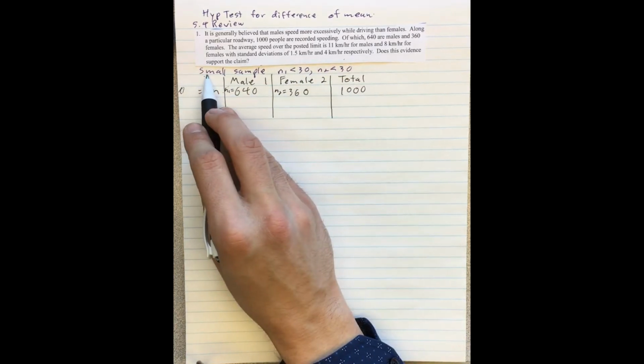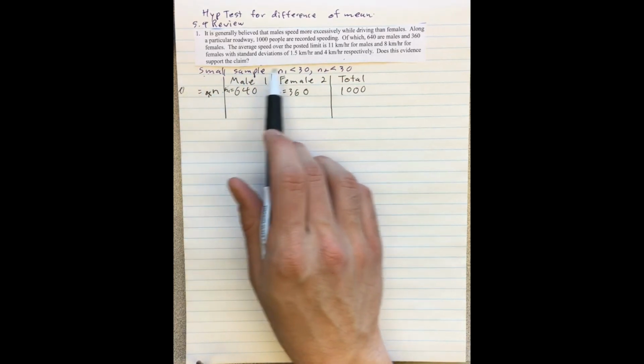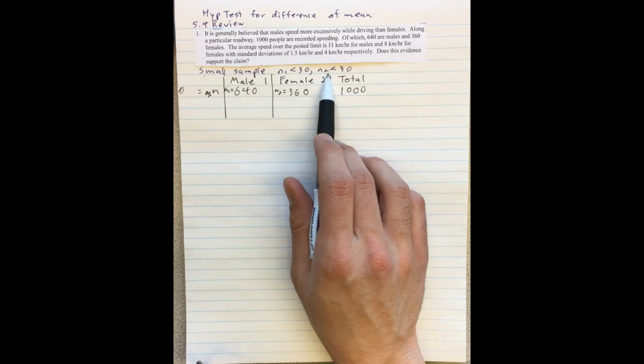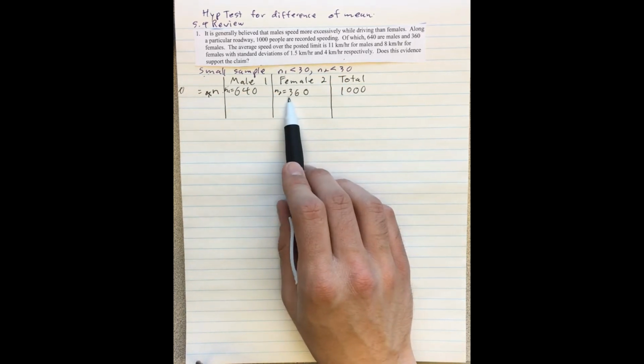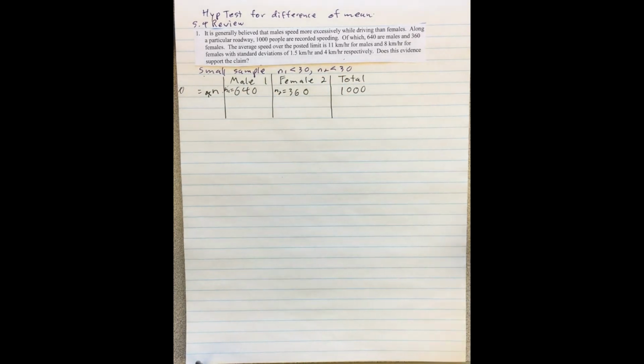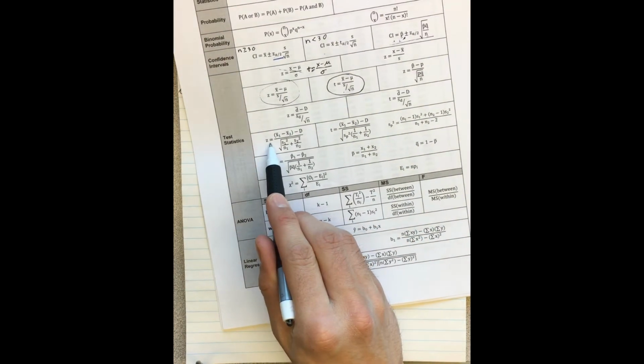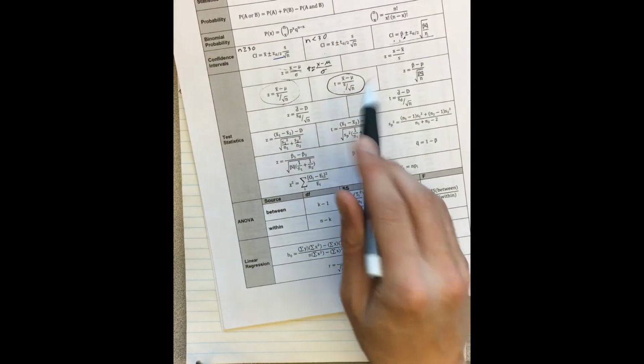And I wrote down here a handy little reminder for myself. It's a small sample size if n1 and n2 are both less than 30. In this case it isn't, so that just means when we get to the formula we're going to have to use this formula right here instead of this formula right here.